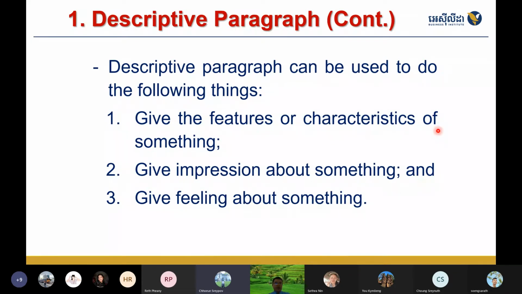Okay, thank you. So a descriptive paragraph can be used to do the following things. The first one, you give the features or characteristics of something. Number 2, give impression about something. And the last one, give feeling about something. So these are the three purposes of using the descriptive paragraph. If I ask you what the purposes are, you have to answer these three points. Okay, we move to the next.